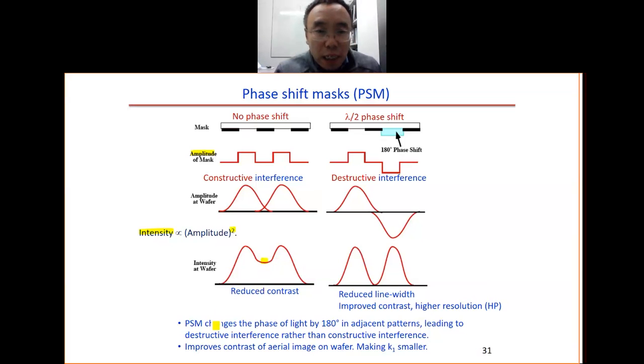Now, this is the idea of the phase shift mask. So we shift the phase by 180 degrees. That corresponds to the half lambda extra optical path.